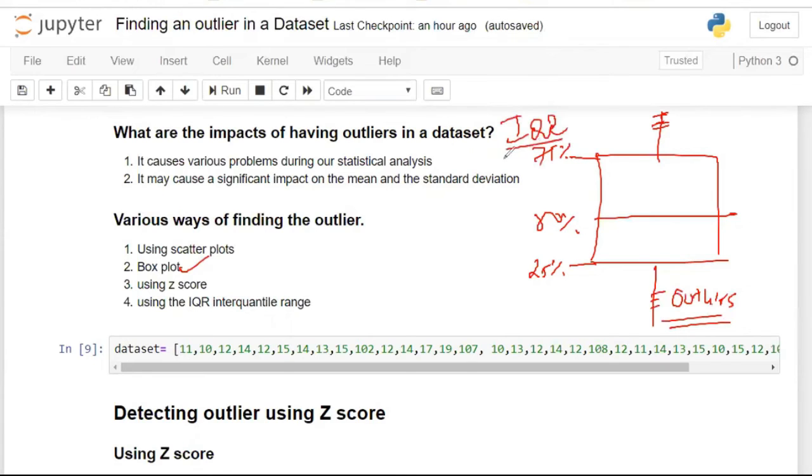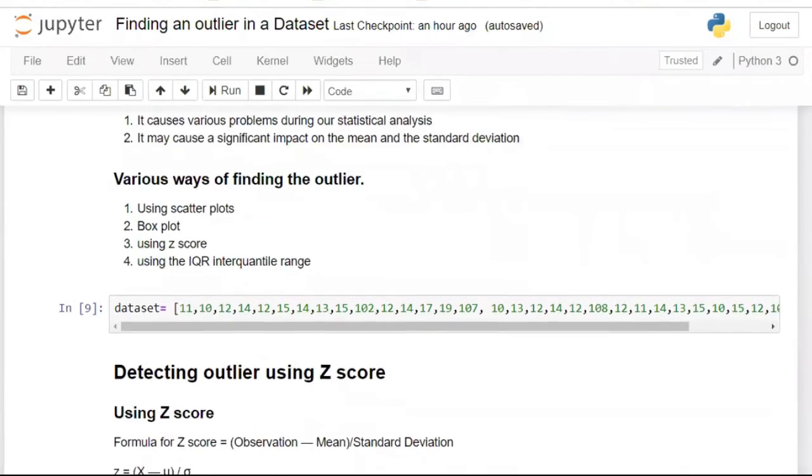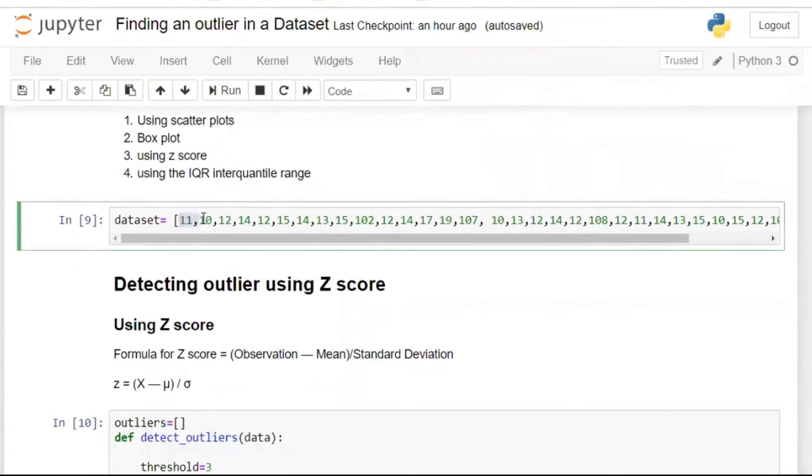But again, I'll explain. I have just calculated the IQR. After finding the IQR, how do I determine the outlier? First of all, let me show you how to do it with the Z-score, with the help of code. Suppose imagine that this is my data set, which has some values like 11, 10, 12, 14, 12, 15, 14, 14, and you observe some of the numbers: I have 102, 107, 108. By just seeing this data set, you may conclude that 102, 107, and 108 may be outliers because these values are higher when compared to the other distribution. But how to do it mathematically, that we need to understand, with the help of Python, right?